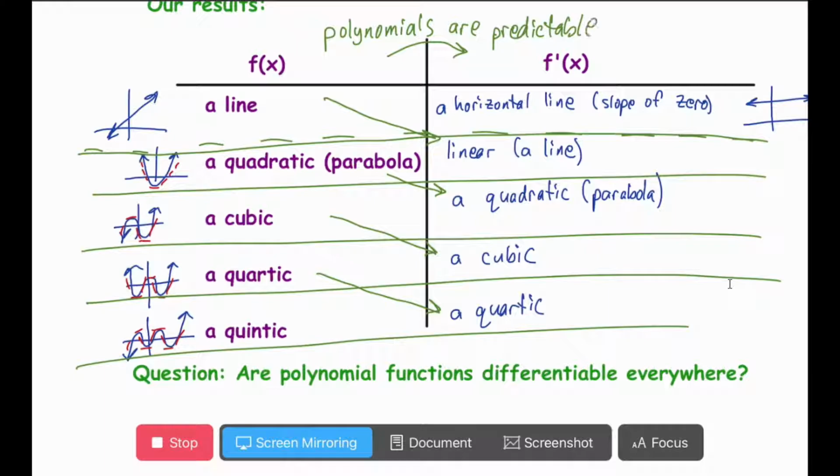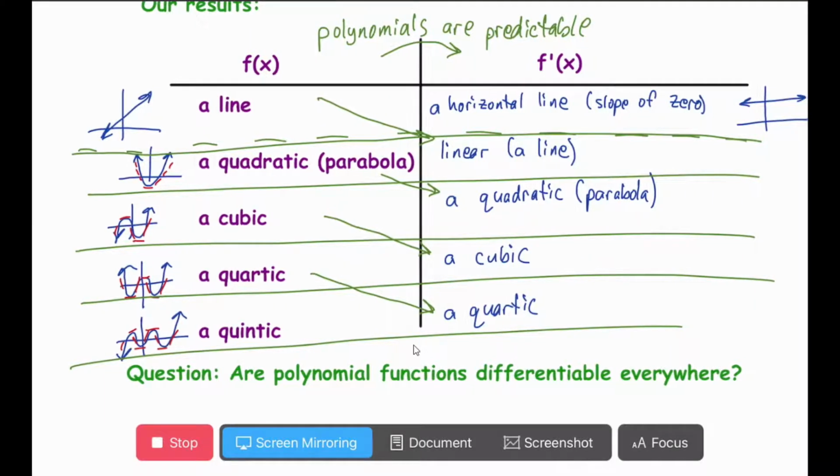Predictable. And that's a good thing. That's going to make our life a little easier as we move forward. Let's also answer this question here.